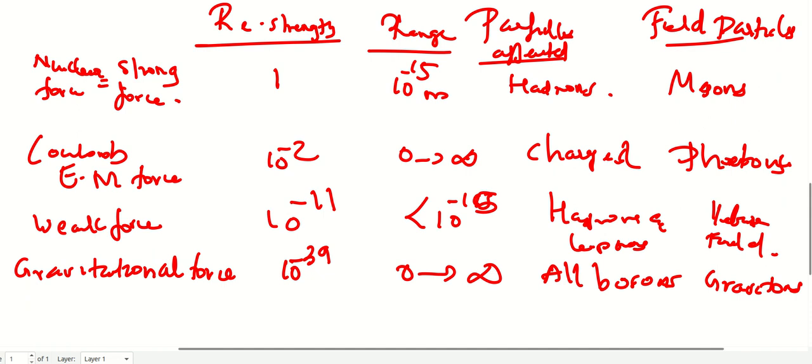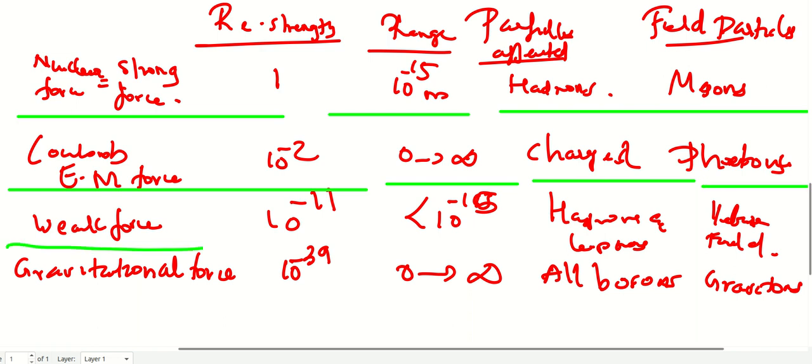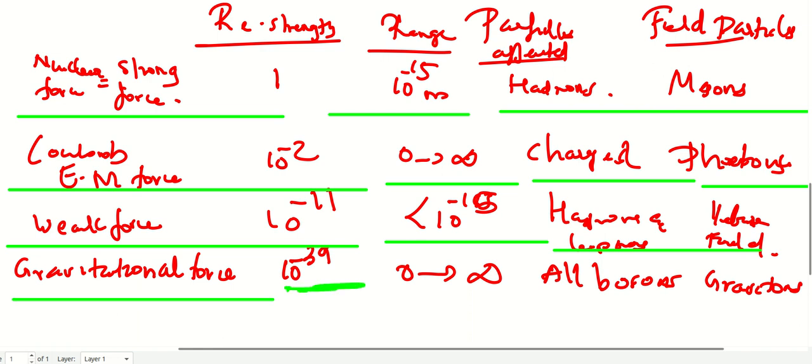So, to summarize the forces: nuclear strong force, relative strength 1, range 10 raised to minus 15, hadrons are affected, field particles are mesons. Coulomb or electromagnetic force, relative strength 10 raised to minus 2, range 0 to infinity, all charged particles are affected, photons are the field particles. Weak force, relative strength 10 raised to minus 11, range less than 10 raised to minus 15, hadrons and leptons are affected, field particles are vector field. Gravitational force is the weakest force, relative strength 10 raised to minus 39, range 0 to infinity, all bosons are affected, and gravitons are the field particles. Okay.